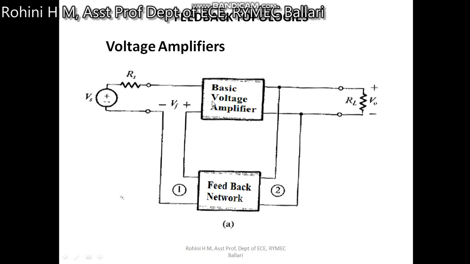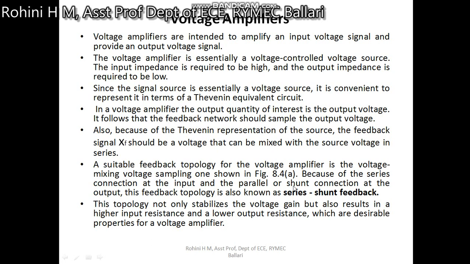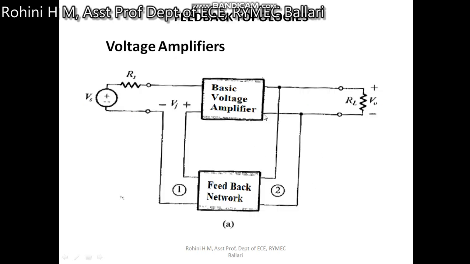basic voltage amplifier. XS is mixed with the feedback, in which manner? Series. The voltage should be mixed with the source voltage in series. So the suitable feedback topology for a voltage amplifier is a voltage mixing, voltage sampling one, shown in 8.4a. So that is this diagram. Here the input side is a series connection, whereas at the output side it is a parallel connection.